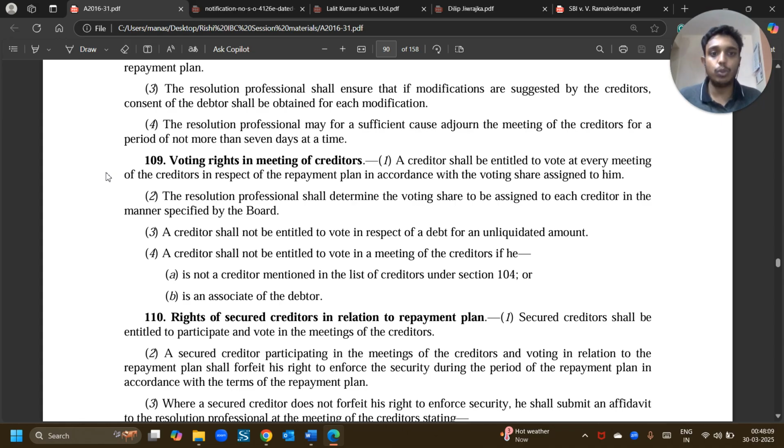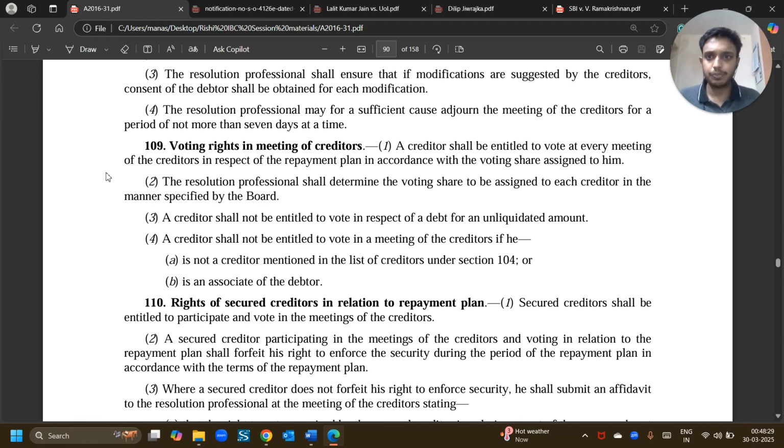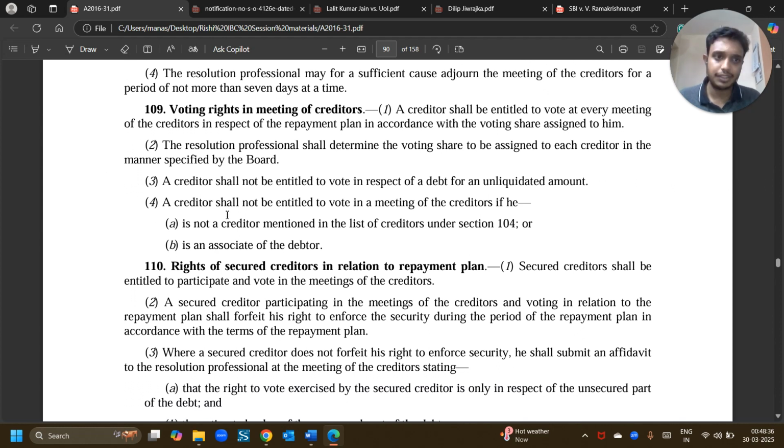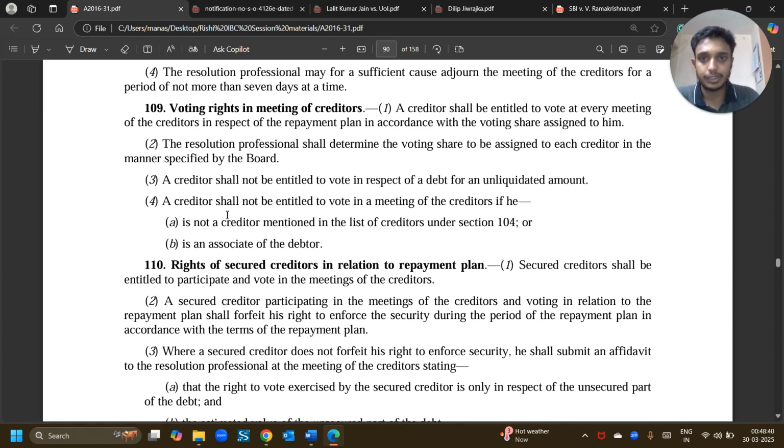the scope of their right to approach the adjudicating authority to challenge various aspects of the personal guarantee proceedings is a lot wider in comparison to the previous position. Therefore, although the departure is there, I do not think it is that significant that it will be to the detriment of the creditors. Anyways, proceeding with the provision. Subsection 4 says the RP may, for sufficient cause, adjourn the meeting for a period of not more than 7 days at a time. Now, the maximum number of times that it can be adjourned has not been specified.